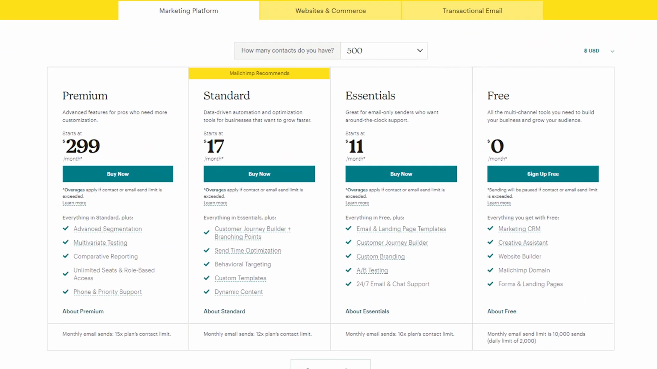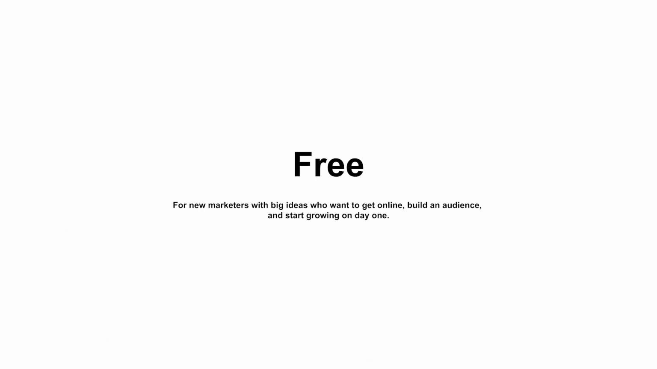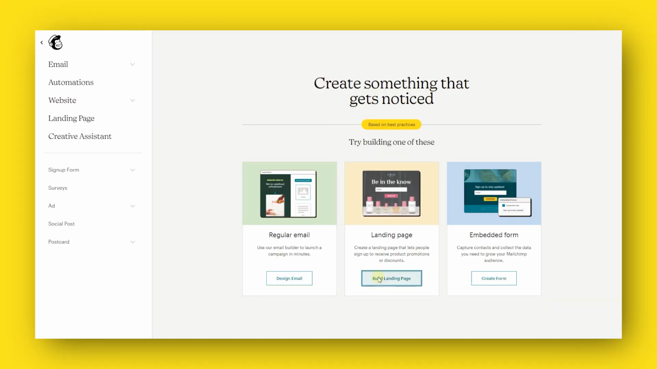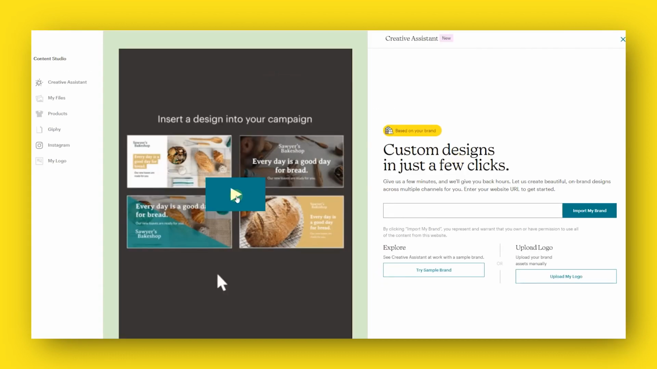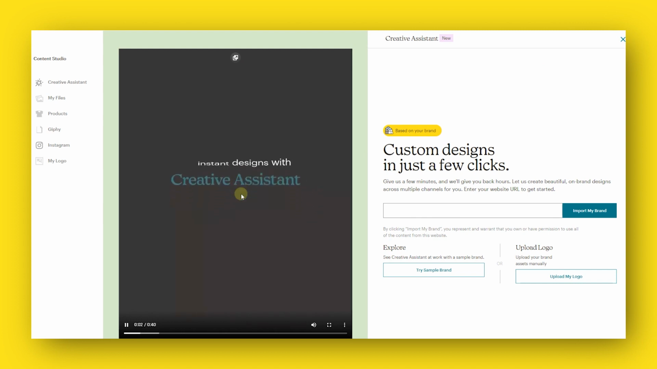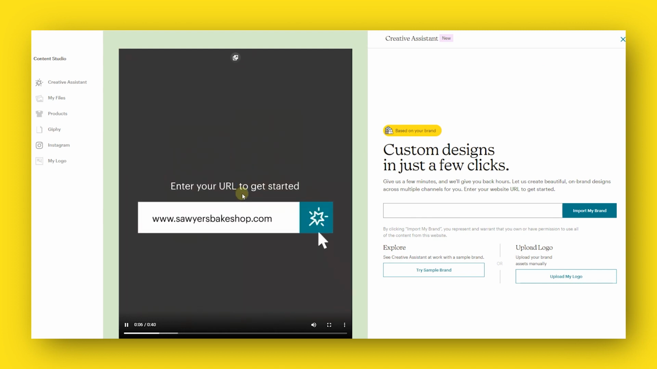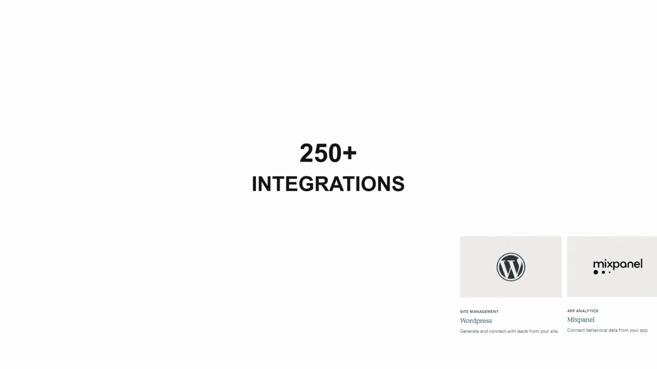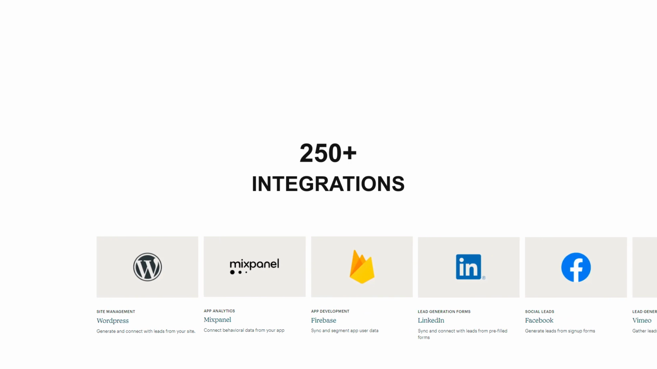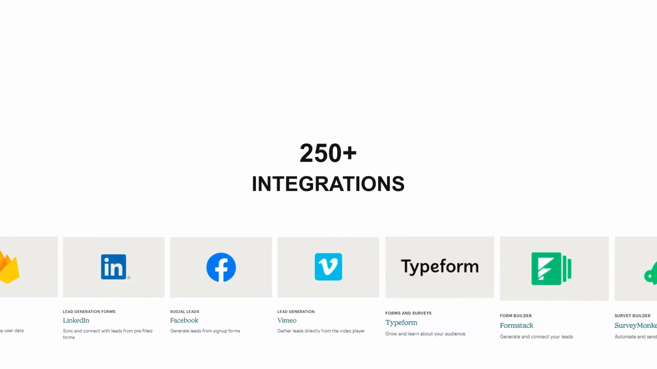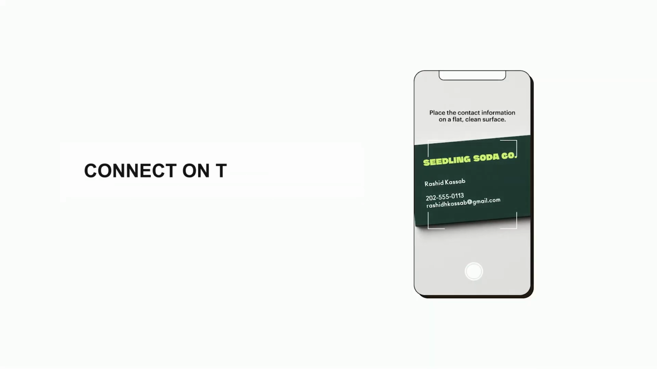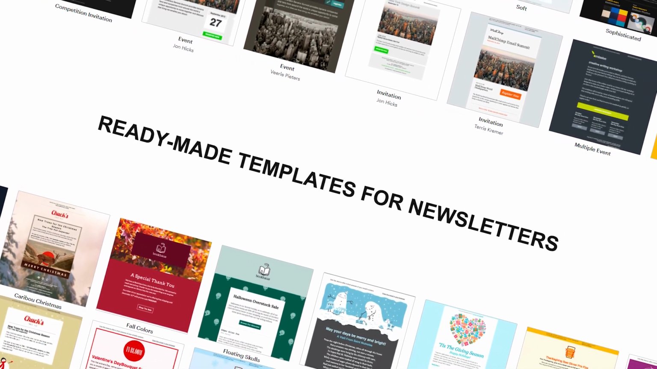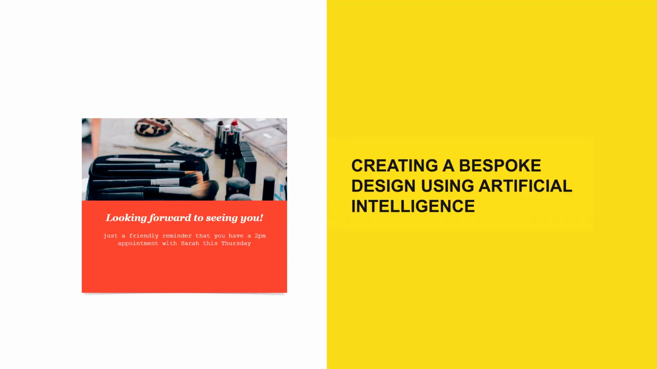The service provides many ready-made templates, statistics, integration with apps, and behavioral segmentation. Didn't complete the order? Put something in the basket and so on. If you don't have access to a computer, you can quickly make the changes you need in the mobile app. DKIM is available in the free version. Advantages: 250 plus integrations, Google Analytics, Facebook, WordPress, Tilda, etc. A mobile app. Ready-made templates for newsletters. Creating a bespoke design using artificial intelligence.